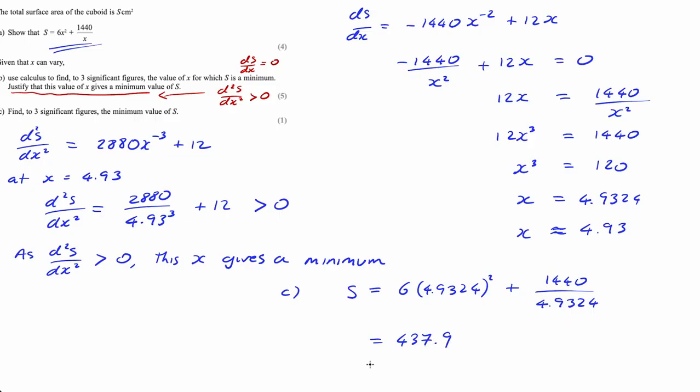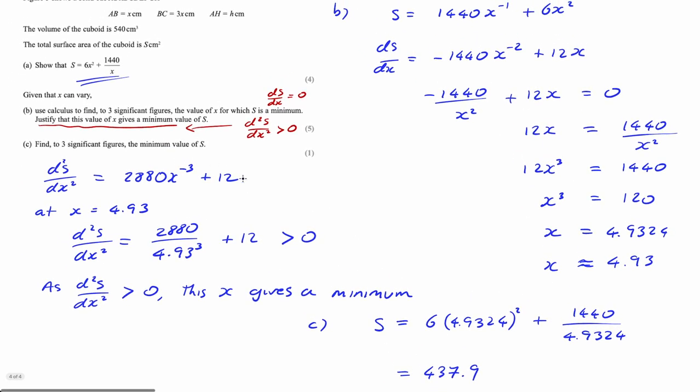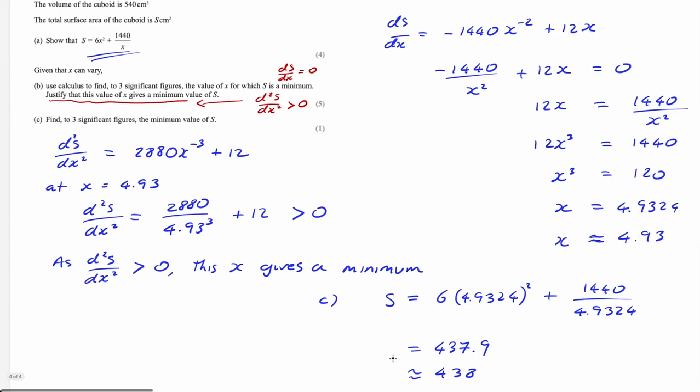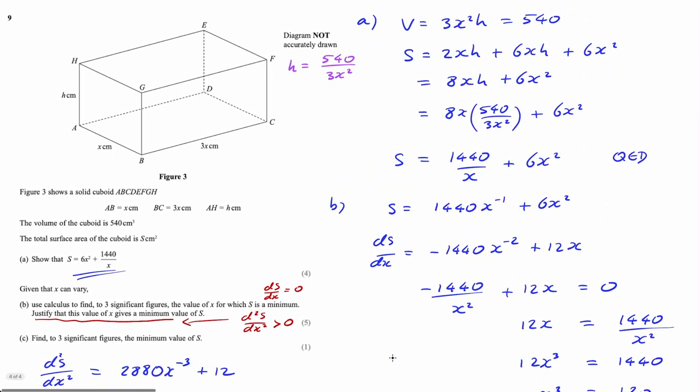437.9 to 3 significant figures, 438. And I guess we're talking about, well, it's centimeters squared, but the value of s is 438. Okay, that, guys, is question 9.